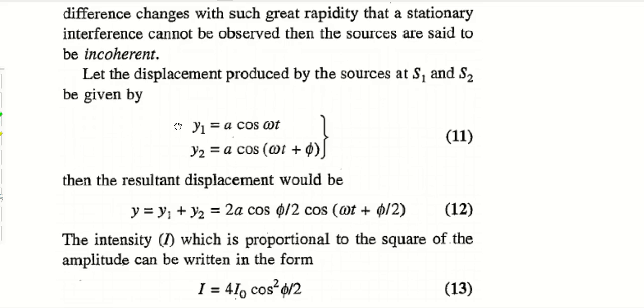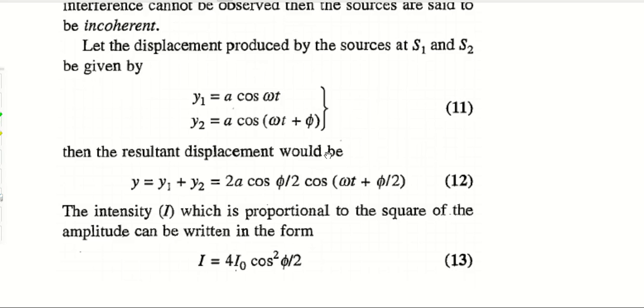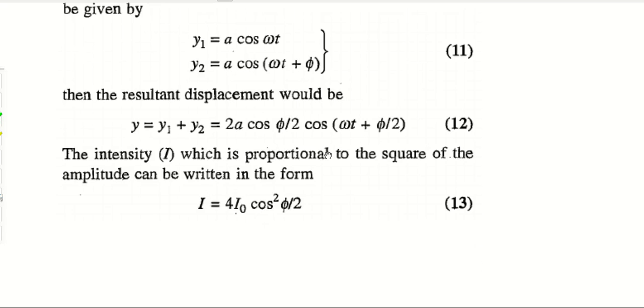See, there are two sources S1 and S2, and the displacements produced by these two sources are y1 and y2, written here, where the phase difference between the two sources is phi. For the time being, don't think of phi as a constant or as a function of time. It will be either constant or a function of time. I will come into this discussion later.